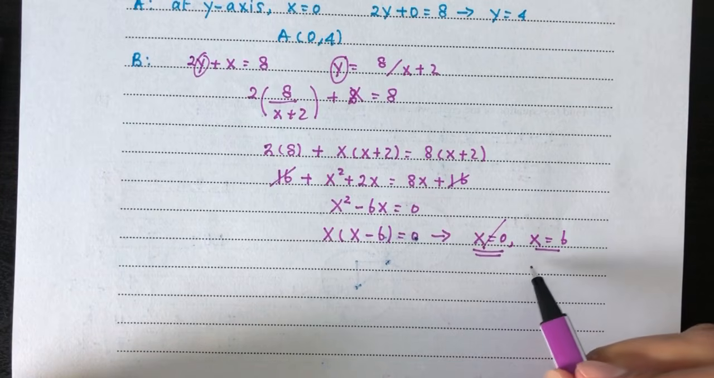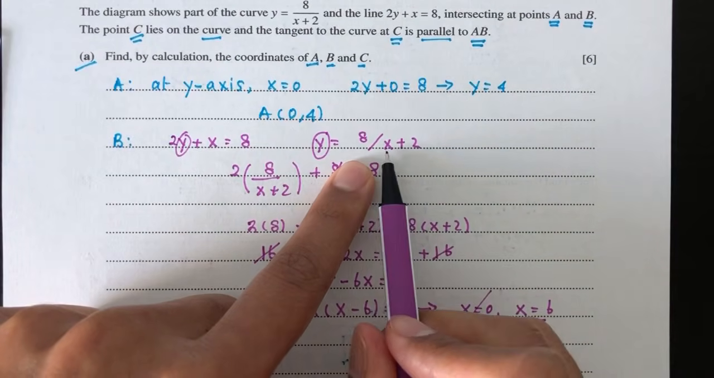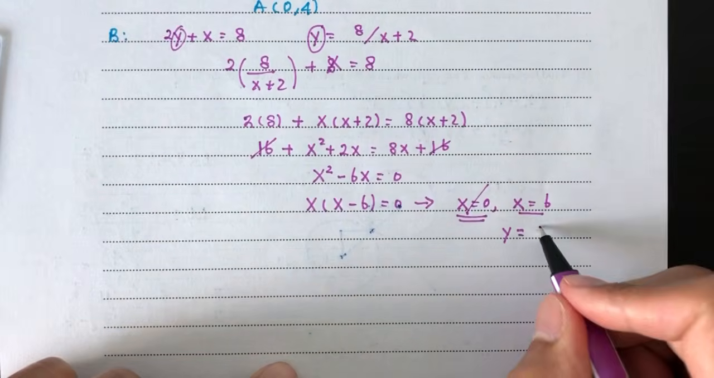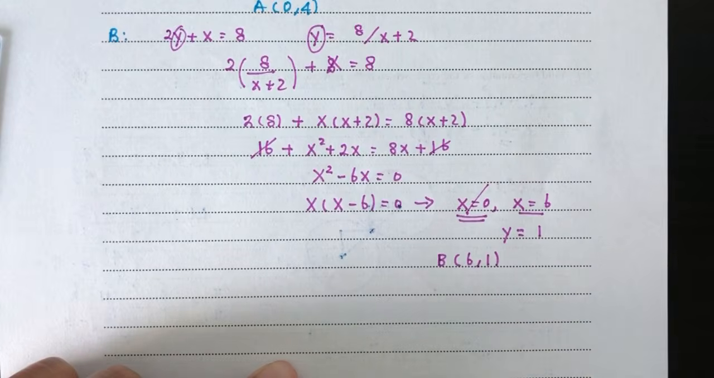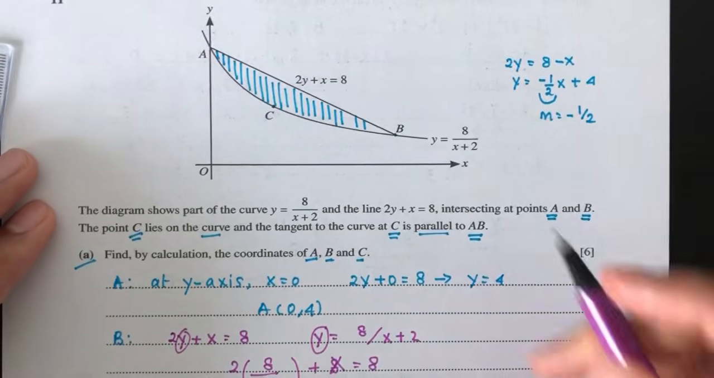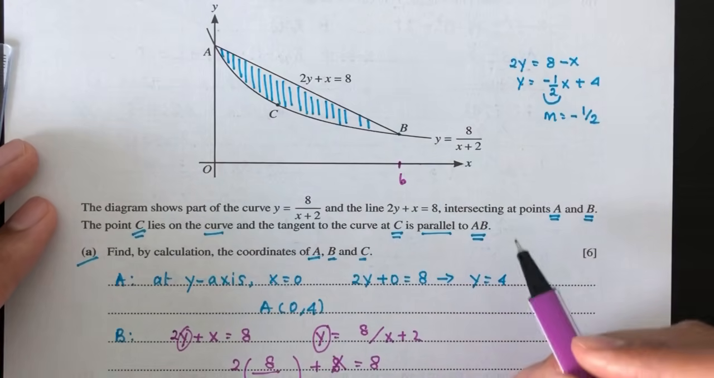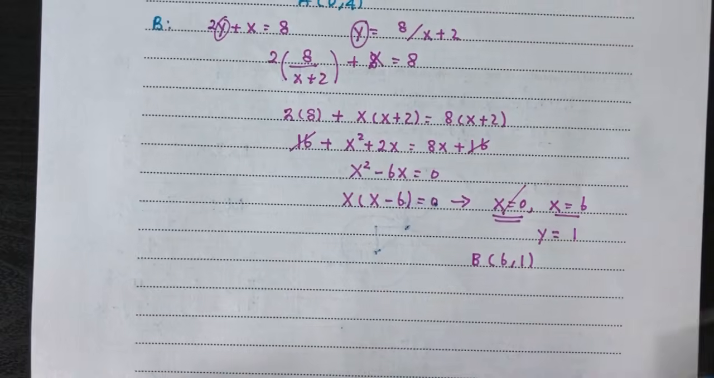So at x equal to 6, the value of y, we place back in this equation. So 6 plus 2 is 8. 8 divided by 8 will be 1. So the point B will be 6, 1. That's the point B. So let's mark this down. This will be 6, 1, and this is 0, 4. And the last one we have to find is the point C.